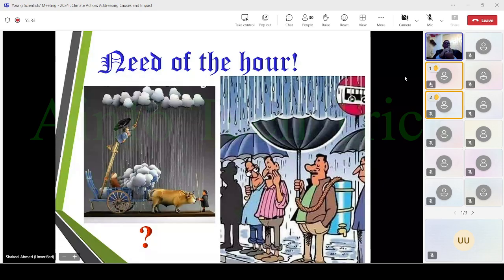But then what we have to do is the right side. The right side is that normally you didn't want the rain, you wanted to avoid the rain. Now this time has changed. Now the rain has to be captured, and it has to be stored.